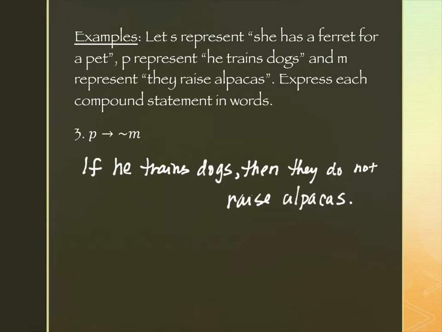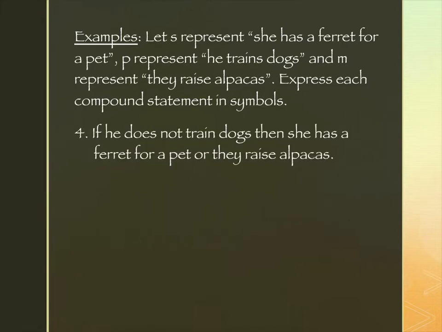All right, so I'd like for you to take a look at the next one and see if you can get some of the pieces in on your own. Same P, what was the other one? S, P, and M as before. Your statement is, if he does not train dogs, then she has a ferret for a pet or they raise alpacas. So give it your best go at what you think the symbols might be, and then we'll connect and see that we all have the same thing.